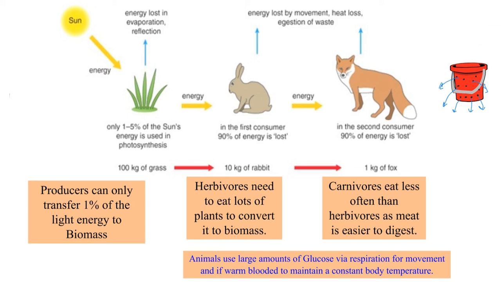So the last thing to remember is that herbivores eat all the time. They literally never stop. And they are doing this because they need to convert lots and lots of that plant material into their biomass. Carnivores eat less often because the meat is easier to digest and it's got more kilojoules in it. And the final thing, don't forget that animals not only use lots of glucose for respiration, for movement, but if they're warm-blooded, they need to use the energy to maintain a constant body temperature.